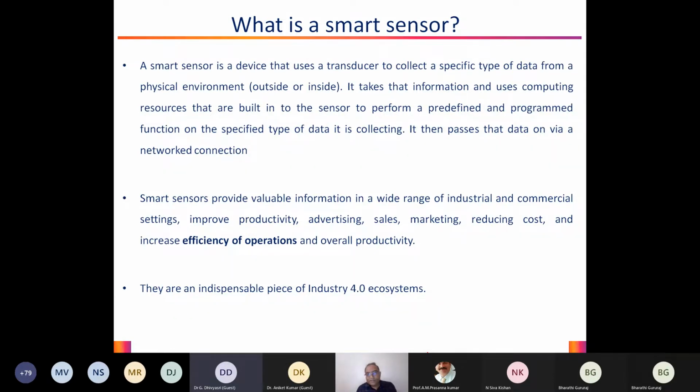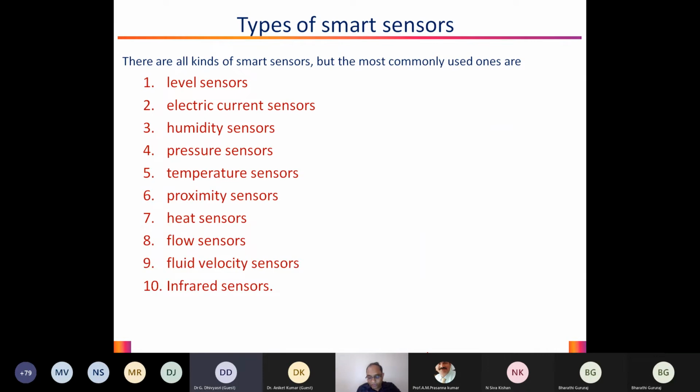So these smart sensors, I'm sure with the kind of emphasis that is being given to Industry 4.0, will always be an important part of the Industry 4.0 setup. There are various kinds of sensors available, and typically we have seen these sensors at various levels. They can be used in various applications like level sensors, electric current sensors, humidity, pressure, temperature, heat sensors, flow sensors, fluid velocity sensors, and IR sensors. These are a few common sensors which are widely used in most industrial applications.